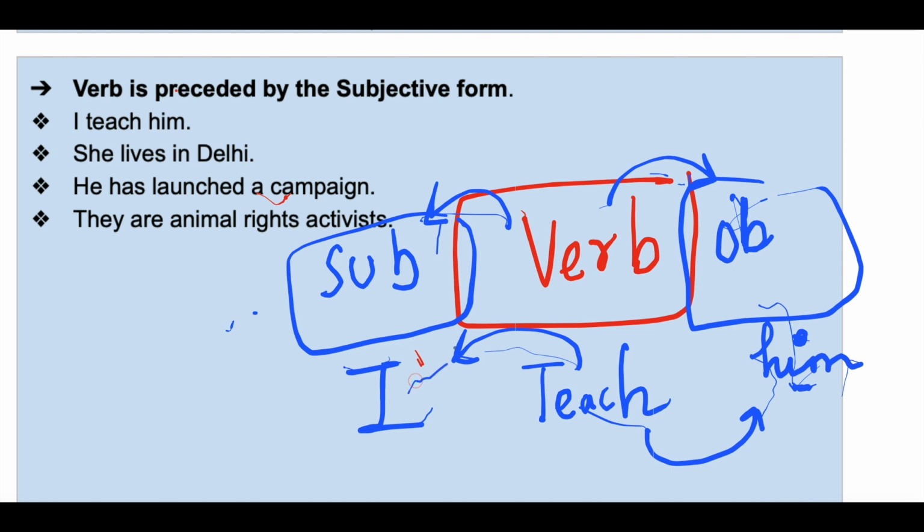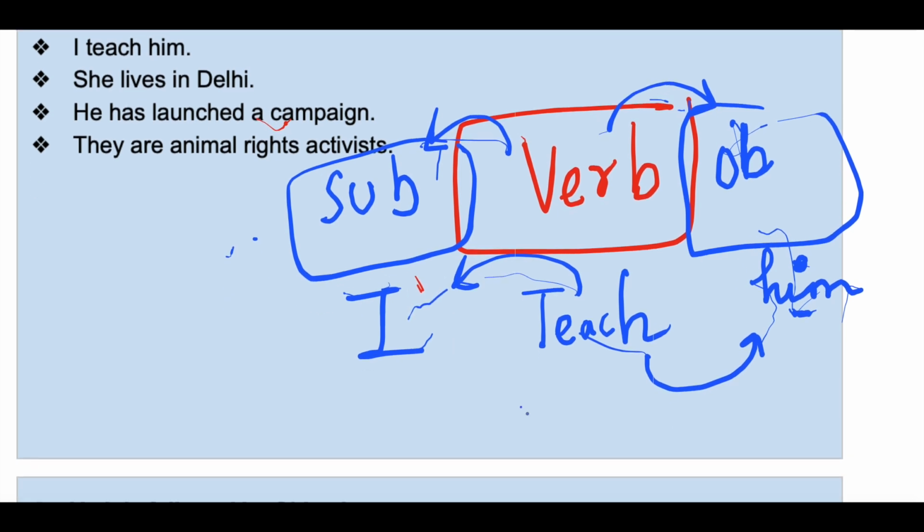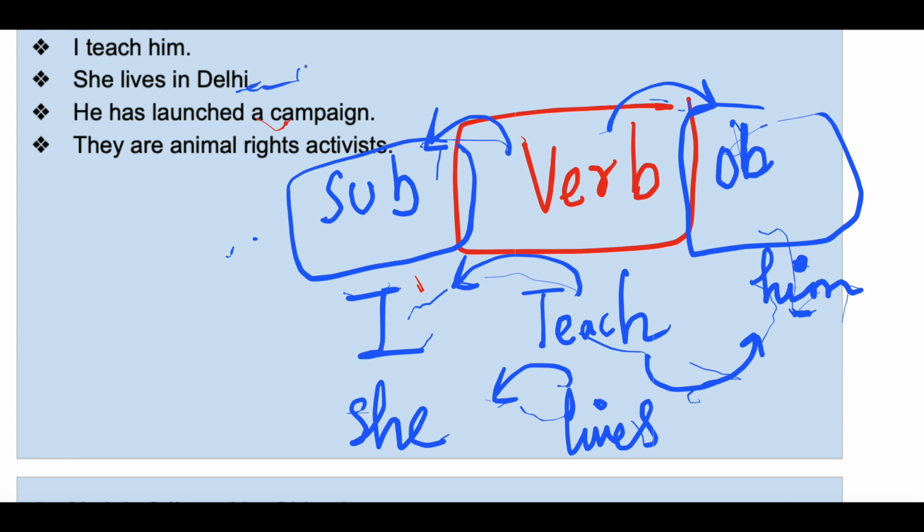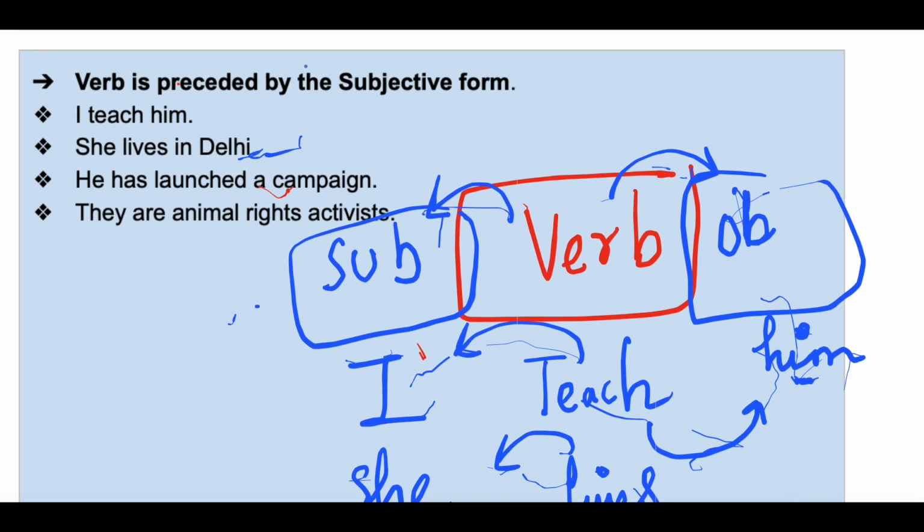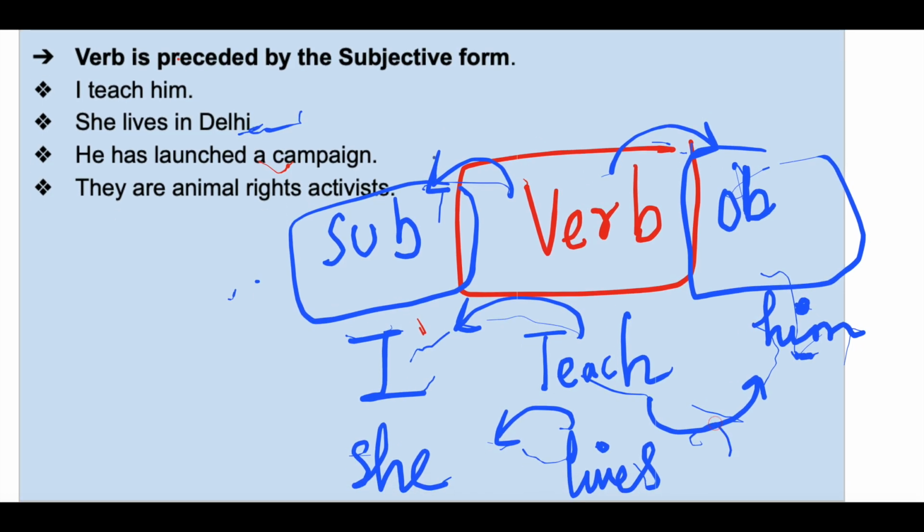She lives in Delhi. So here lives is the verb. So before verb subjective case she. After verb there is no pronoun. So we will not write anything over here. He has launched a campaign. What is the verb? Has launched is the verb. Before verb subjective case. So he.